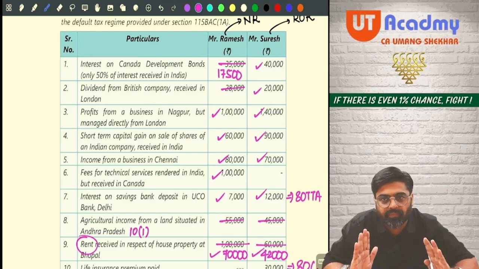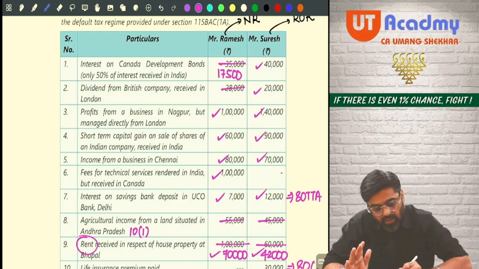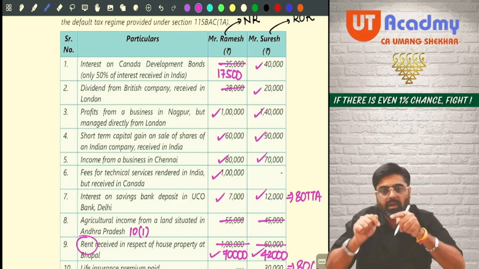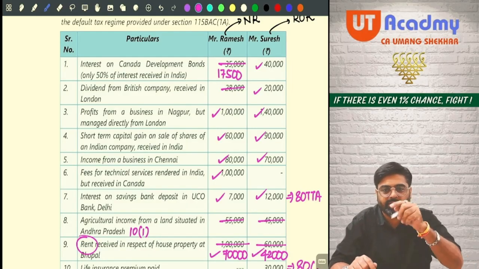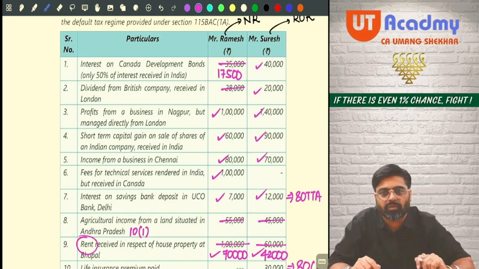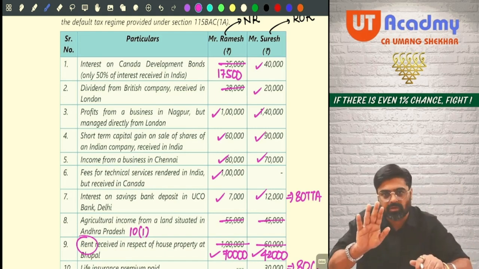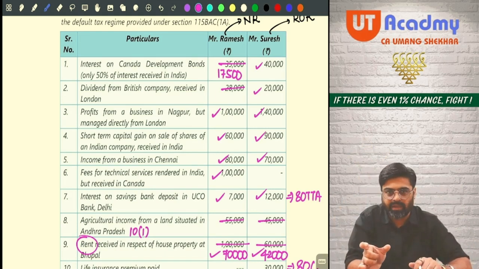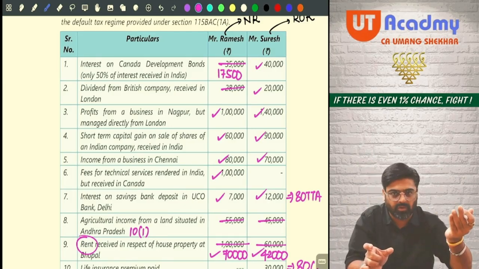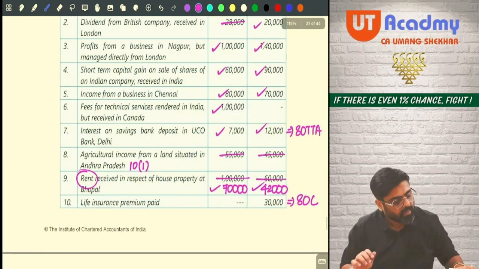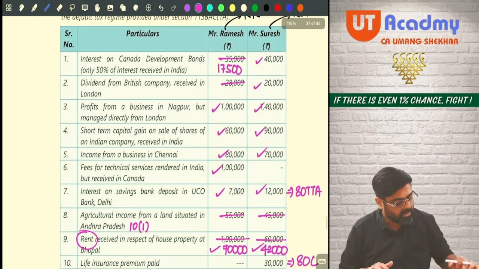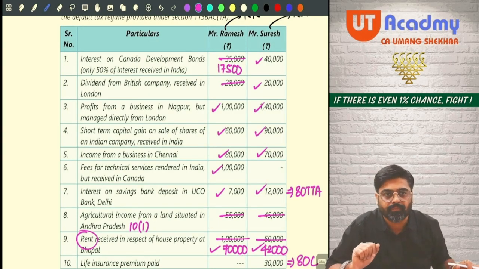Got it? Sure? Now, second one, dividend from British company. You will write down accrued outside India and received outside India. First column dash, second column 20,000. Likewise, you are supposed to write down all the incomes which are taxable. Don't write those incomes which are not taxable. Put a dash. Now first one, tell me what will be the total income of Ramesh? 17,500 plus you don't add 28,000.